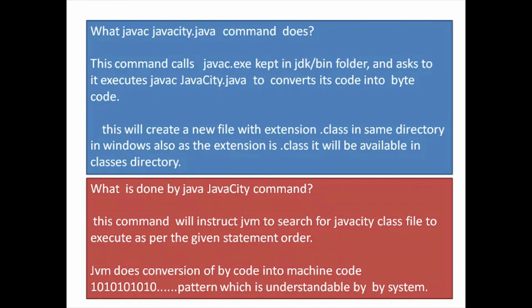Now the next command: what is done by the java JavaCity command? Here we have given a command named java and the parameter is the name of the file, JavaCity. So this command will instruct the JVM to search for the JavaCity class file and execute it as per the given statements, and this will convert the bytecode into machine readable code. This is machine code. So this conversion will be in terms of binary patterns, which is understandable by the system.